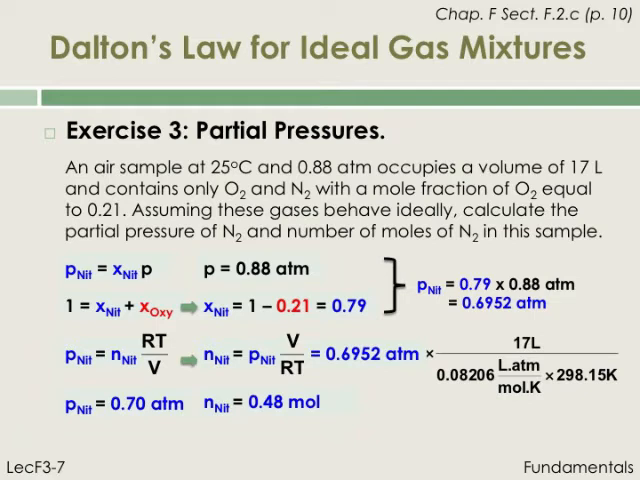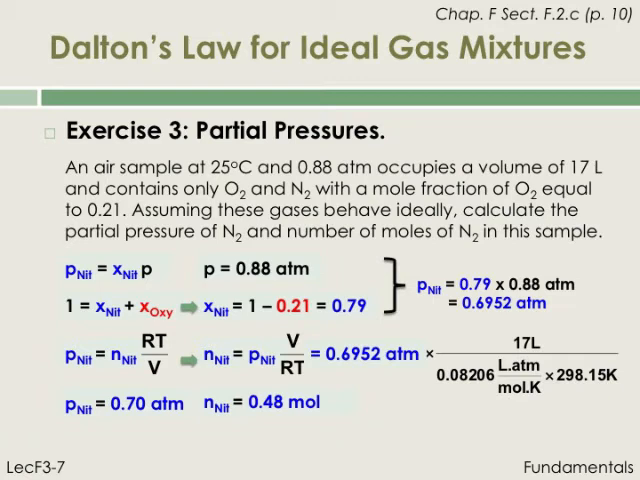And that's obviously a pretty good approximation because we know that CO2 and argon and even water vapor, which is often present in air, are present in much smaller quantity than O2 and N2. So assuming we have a mole fraction of oxygen that's 21% or 0.21, and assuming that these gases behave ideally, what we want to do here is calculate the partial pressure of N2 and the number of moles of N2 in this sample. So, partial pressure of nitrogen.